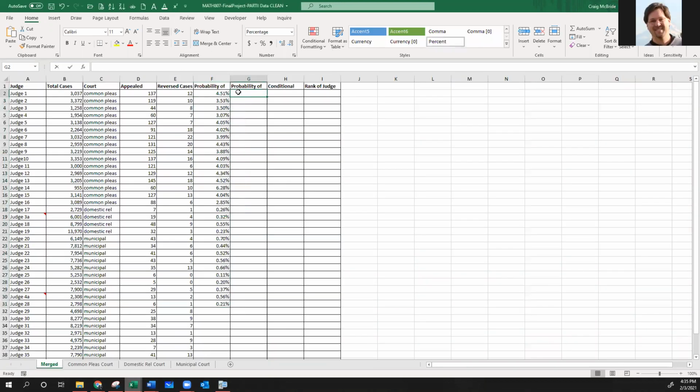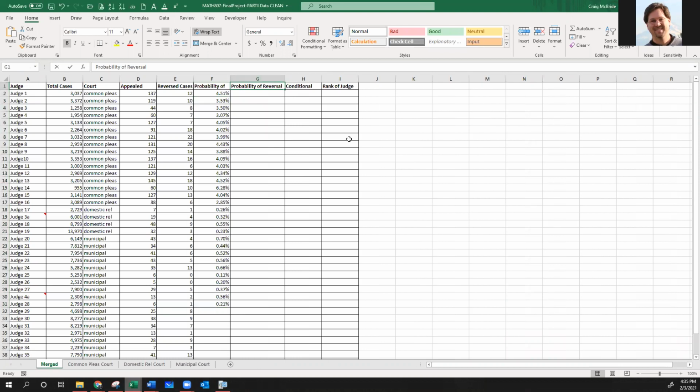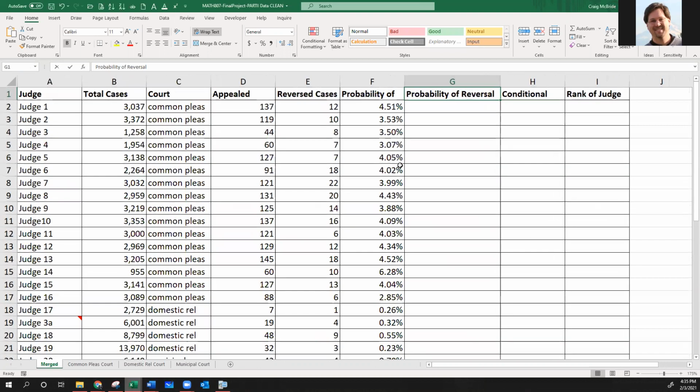All right, so let's do this one. This one here is the probability of a reversal. I'll make it bigger so we can read it. The probability of a reversal is simply going to equal the number of reversals divided by the number of cases. It's always good over total. Defining a function always starts with equals. What is it going to equal? It's going to equal reversals. So I click on that cell, divided by, which is just the little forward slash, and then divided by total cases.